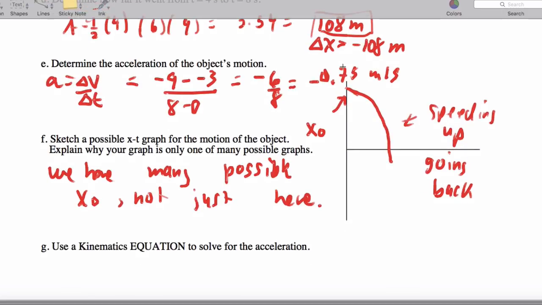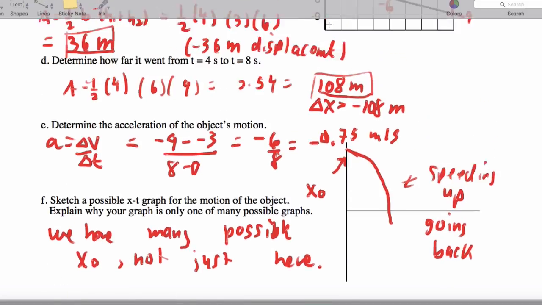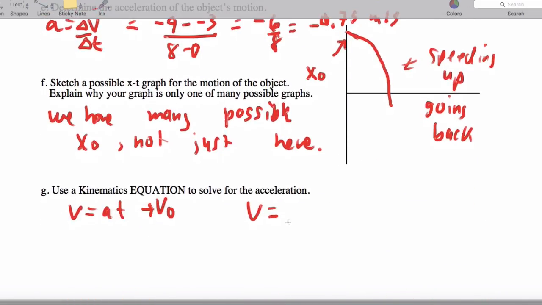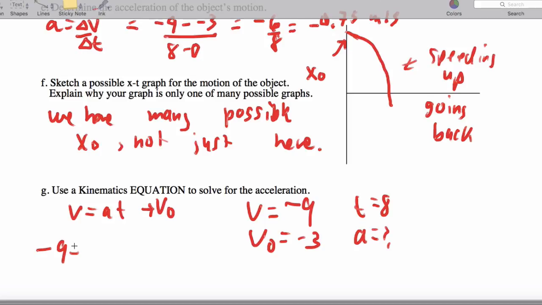So, use a kinematics equation to solve for the acceleration. Let's try this one. V equals at plus v naught. Our final v from the graph is -9. Our initial v is -3. The time elapsed is 8. And a is the unknown, so we can say -9 is a times t minus 3.